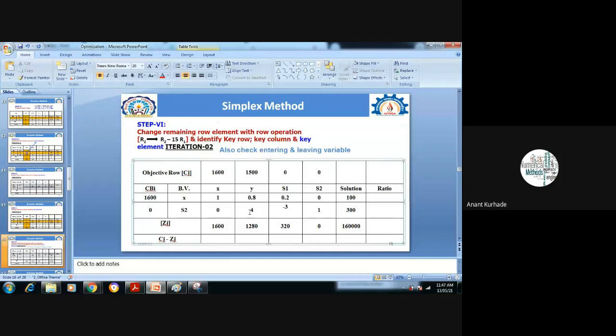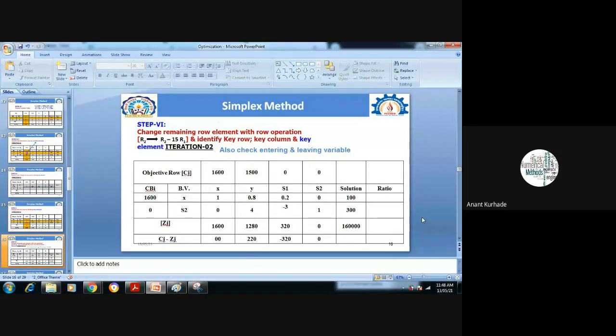Okay. So now find out Cj minus Zj. Here you find 0. Here, 1500 minus 1280 is 220. Here it is minus 320. Here it is 0. Now how can you find the key column? Fast, tell me. By observing the values of Cj minus Zj. Which one is maximum?